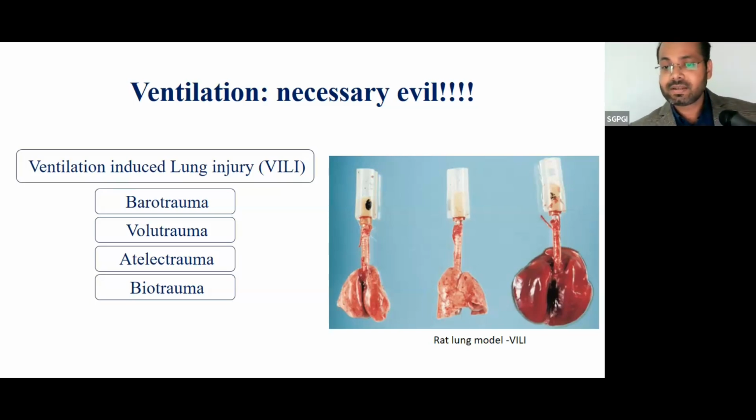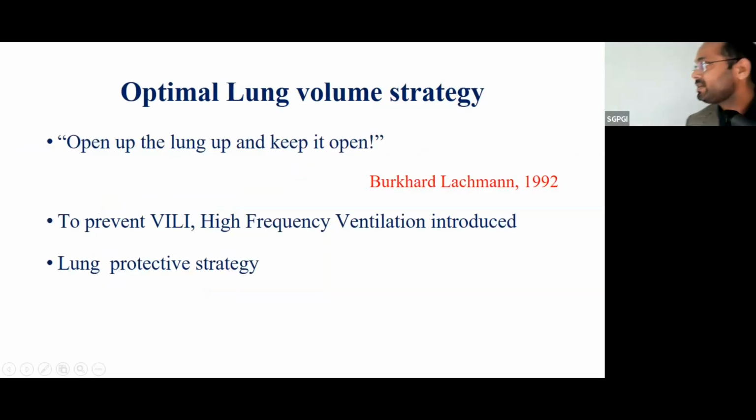So as we can see, this is the rat lung model. This is the normal lung. Then this is atelectasis due to suboptimal PEEP use. And then there is over-distension due to high pressures. So the appropriate strategy is to keep the lungs open and keep them open. That means we have to keep the alveoli recruited and prevent de-recruitment. For this, a newer concept has come, high frequency ventilation, which is a lung protective strategy. Now I invite Dr. Arohi for the historical perspectives and core concepts of high frequency ventilation, followed by case studies.